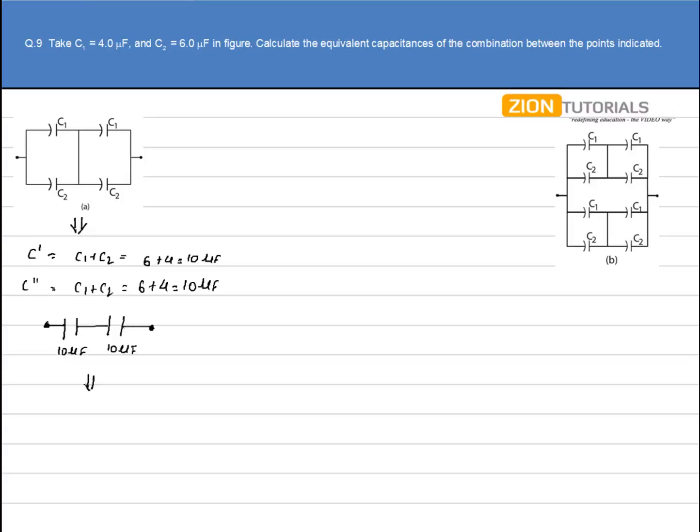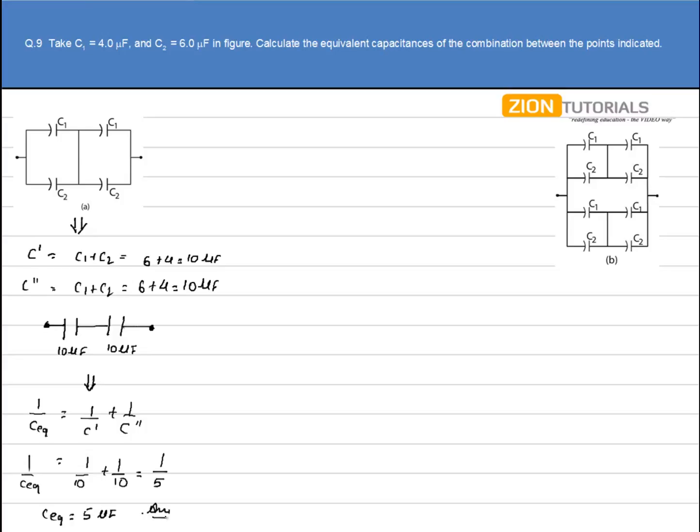Now solving this circuit, we have these two capacitors in series, so C equivalent will be 1 by C dash plus 1 by C double dash, because both are in series. So 1 by C equivalent is 1 by 10 plus 1 by 10, that is 1 by 5. So C equivalent comes out to be 5 microfarad.